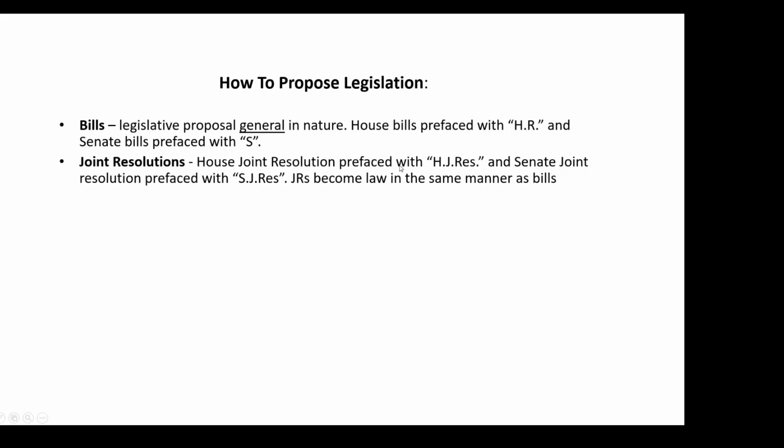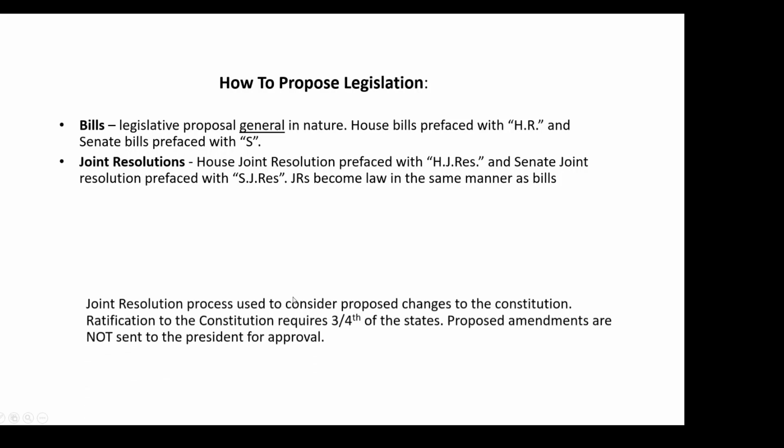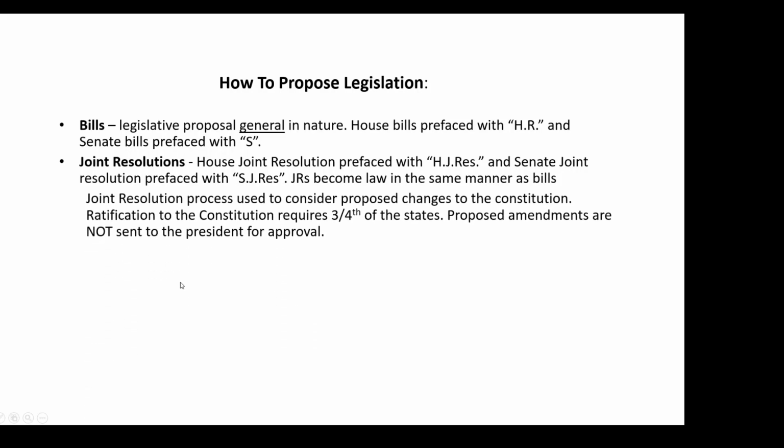Joint resolutions. The House joint resolution is prefixed, so it just tells you how they label. Joint meaning it's got to come from both sides, affecting things in the same manner as bills. So typically, if they want to make a change in the Constitution, they have to use a joint resolution because it's specific, whereas a general bill is what's used for everything else. So a joint resolution is used to consider proposed changes to the Constitution.